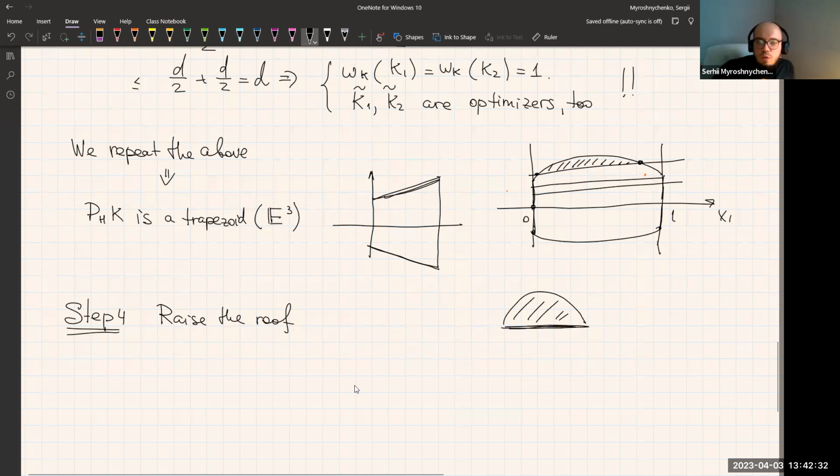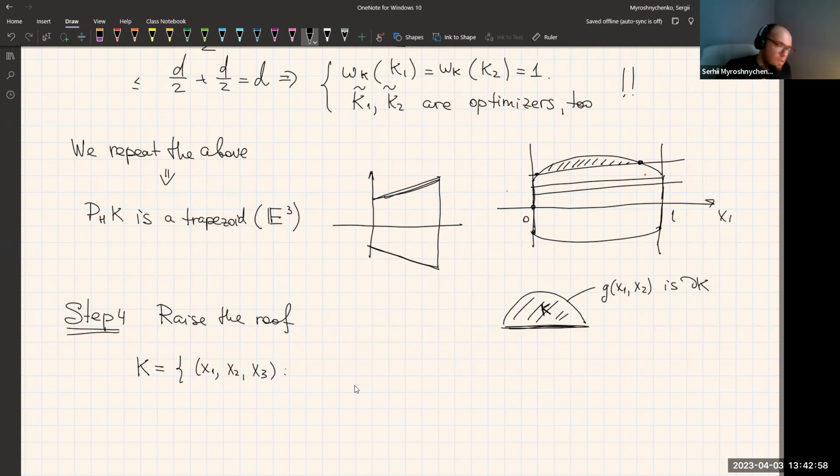Okay, so what we're going to do, we're going to agree, this is my K. Let's just agree that this top part over here will be a graph of the function g of x1 and x2, and this is my boundary above the projection. So for example, K in this case will be a set of points such that the first two fall in the projection, right? And x3 will be everything between the roof and the floor.